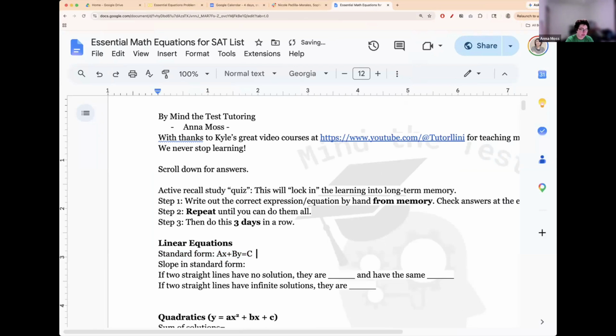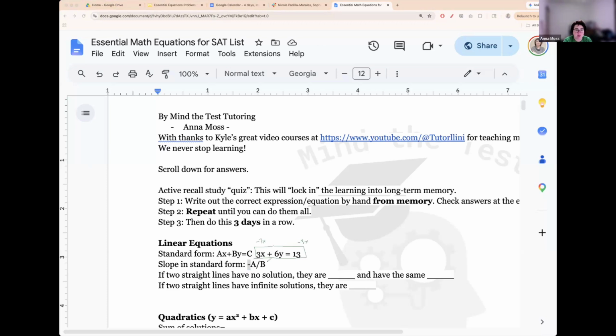So that would be something like 3x plus 6y equals 13 or something. That would be standard form. And the slope in standard form is negative a over b. Now, that negative can be hard to remember, so hopefully it helps a bit if you think, well, if we wanted to turn this into y equals mx plus b, we'd have to get y by itself. So we would do minus 3x to both sides, minus 3x to both sides. So that's why it ends up being negative, right?